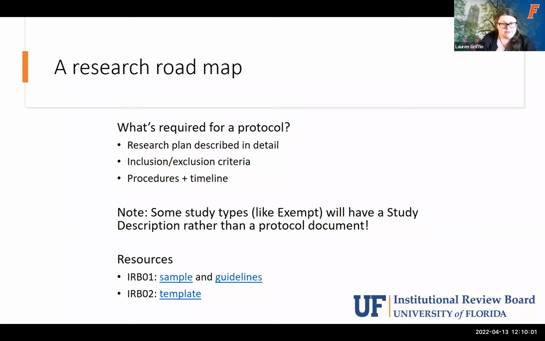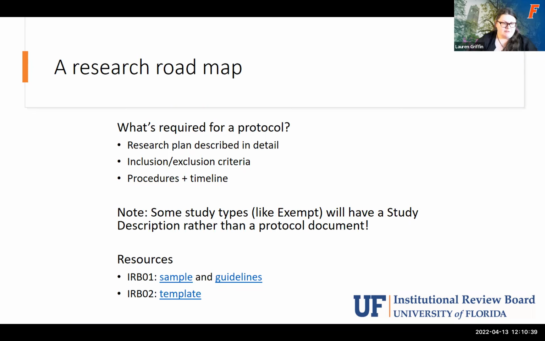So laying out your procedures and your timeline is really important, again, because this protocol document is designed to be a roadmap as you go through the research, as you work with your participants, and then as you report what you're doing. So it's important to know that some study types, like exempt studies, have a study description rather than a protocol document. This is going to be something within our SMART forms that asks questions. Again, what are your inclusion/exclusion criteria? What are the procedures to be followed? Similar to a study protocol, but rather than having a separate protocol document, these types of studies have study descriptions.